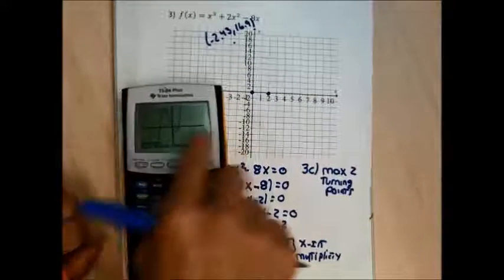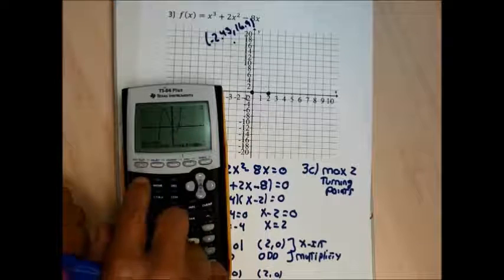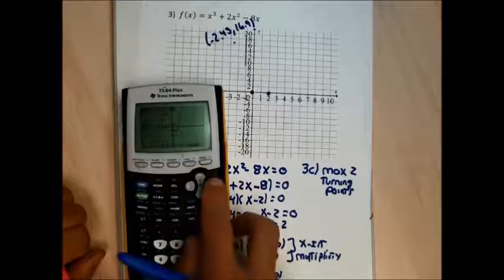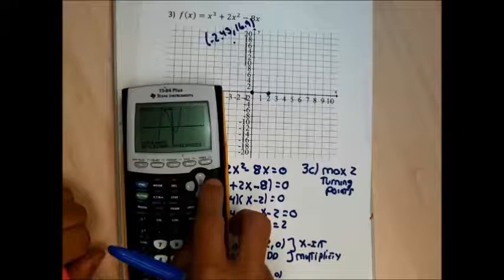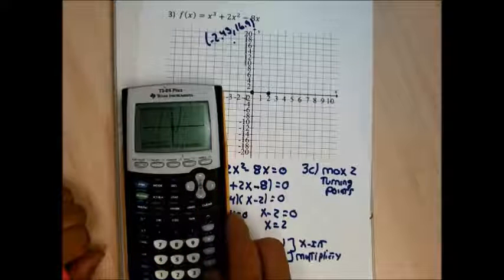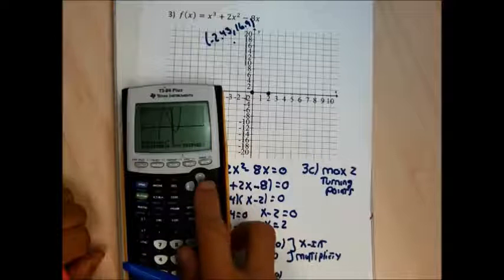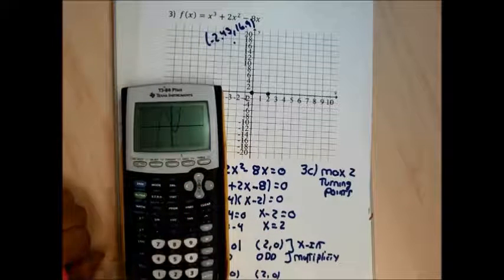The next turning point I'm going to get is a minimum point. To find it, I do second and trace, go down to option 3 that says minimum, trace and get your cursor to the left of that minimum point and hit enter, trace further and get to the right of that minimum point and hit enter, and then get close to that minimum point and hit enter.